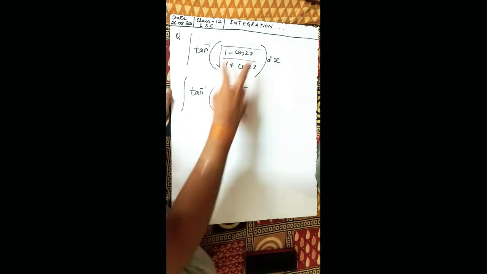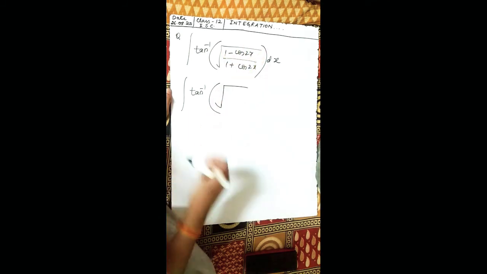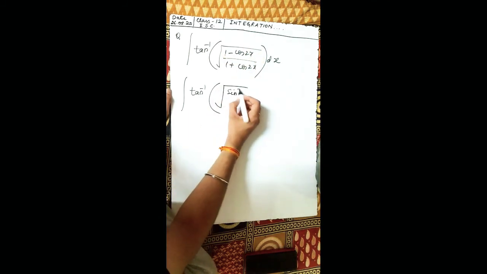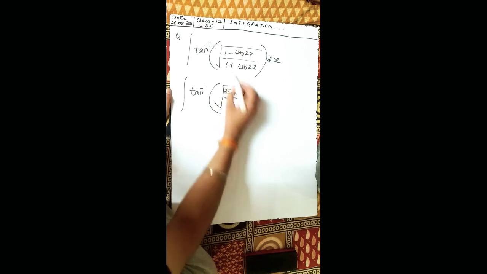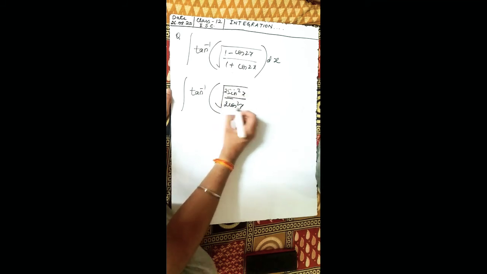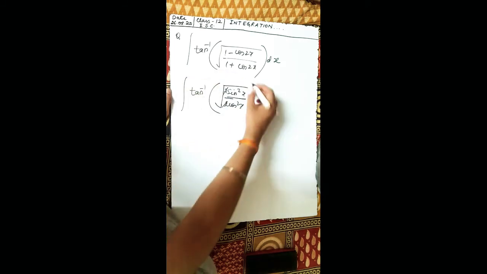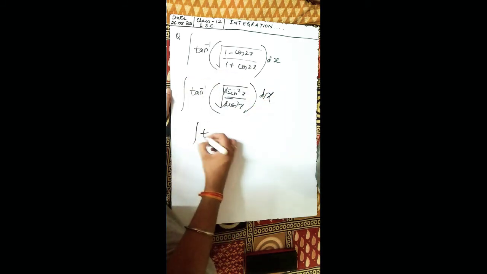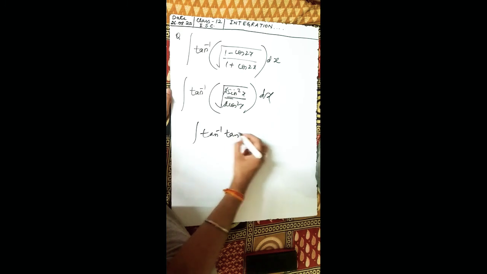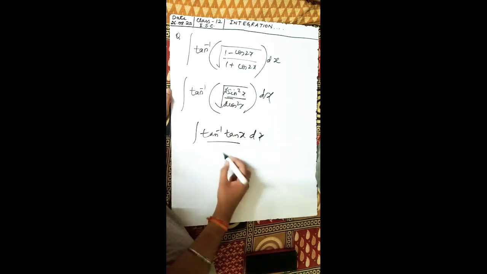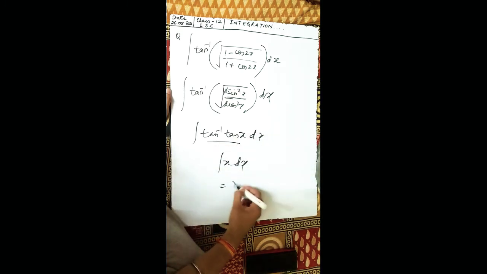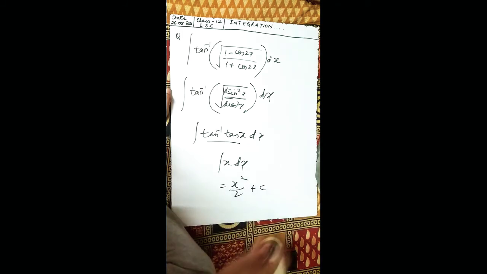Okay, so similarly we are using this only. 1 minus cos 2x is 2 sin square x, and this is 2 cos square x. 2 with this 2 cancels, sin upon cos, tan square. When it goes out of the root, it will be tan x. They both will cancel each other. Integration of x, what is the integration of x? x square upon 2 plus c.